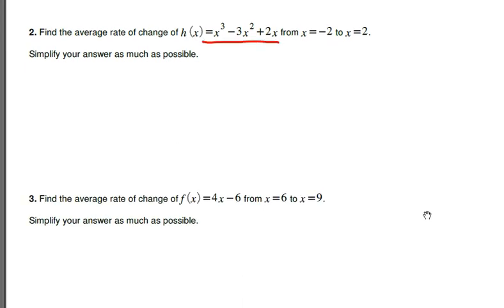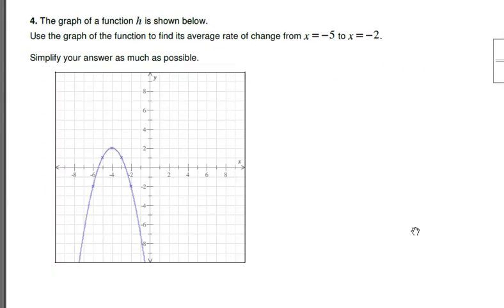All right. Here's another problem, just to look at how we would set that up. Once again, average rate of change of this function from -2 to 2. That's our a, that's our b. So we would plug in 2: h of 2 minus h of -2 divided by 2 minus -2. That takes care of the problems where they give us the formula.